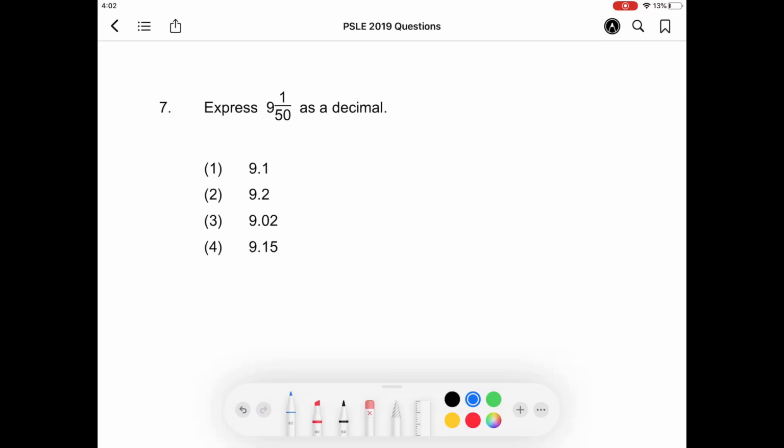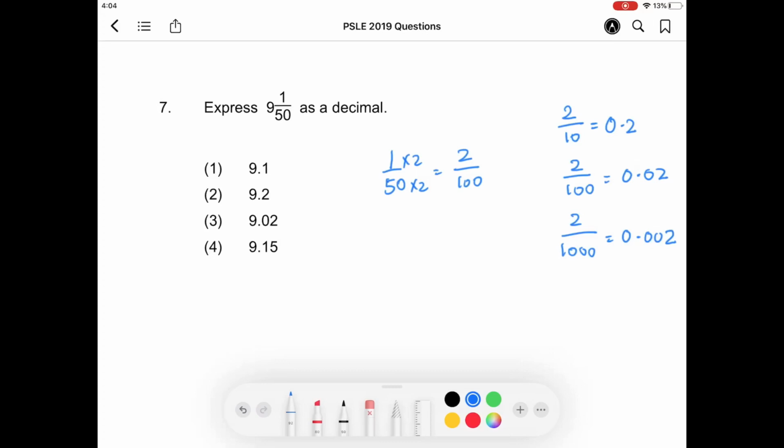Question 7. Express 9 1/50 as a decimal. So what you can do is to change 1/50, change the denominator to 100, so you get 2/100. Remember, if you were to have 2/10 converted to decimals, you will get 0.2. If it's 2/100, you get 0.02. And if it's 2 over 1000, you get 0.002. So 2 over 100 in this case is 0.02, and don't forget to add the 9 whole in front, and we will get 9.02.